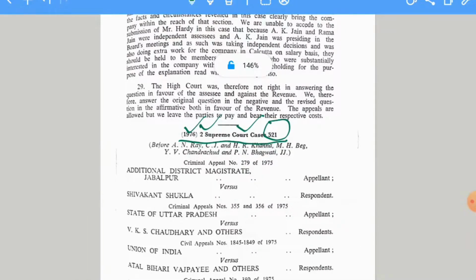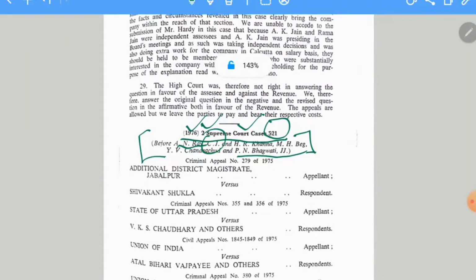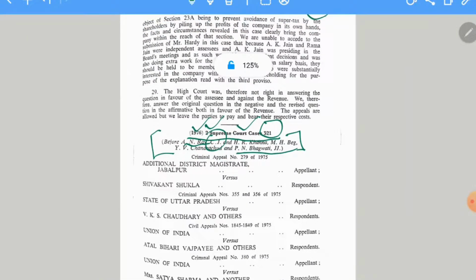Here you can see the names of the judges have been mentioned: Justice A.N. Ray, who was the Chief Justice at that time, Justice H.R. Khanna, M.H. Beg, Y.V. Chandrachud, and P.N. Bhagwati. So the judges who were involved in this case, their names have been mentioned on this page. So you can find the names of the judges.